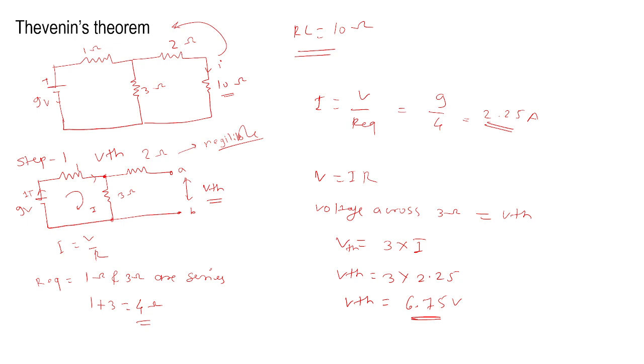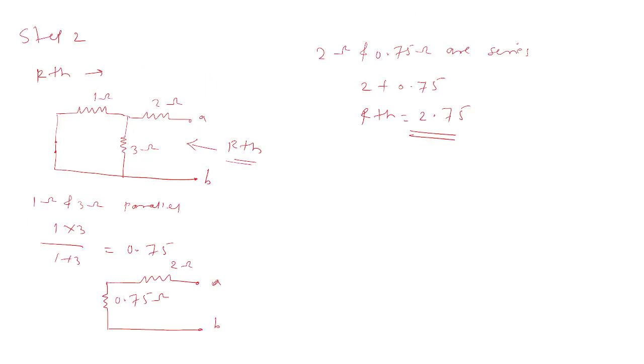Now see here, VTH is 6.75 and RTH is 2.75. So here I am going to redraw the Thevenin's equivalent circuit. That is, this is my VTH and value of VTH is 6.75 and this is my RTH, 2.75 ohm RTH. ओके, बट तुम्हाला आठवते का स्टेप 1 मध्ये आपण RL रिमूव्ह केला होता, 10 ओहमचा रेजिस्टर, त्याला आपल्याला रिकनेक्ट करावं लागेल. सो आय एम रिकनेक्टिंग हिअर. दॅट इज RL इज इक्वल टू 10 ओहम.